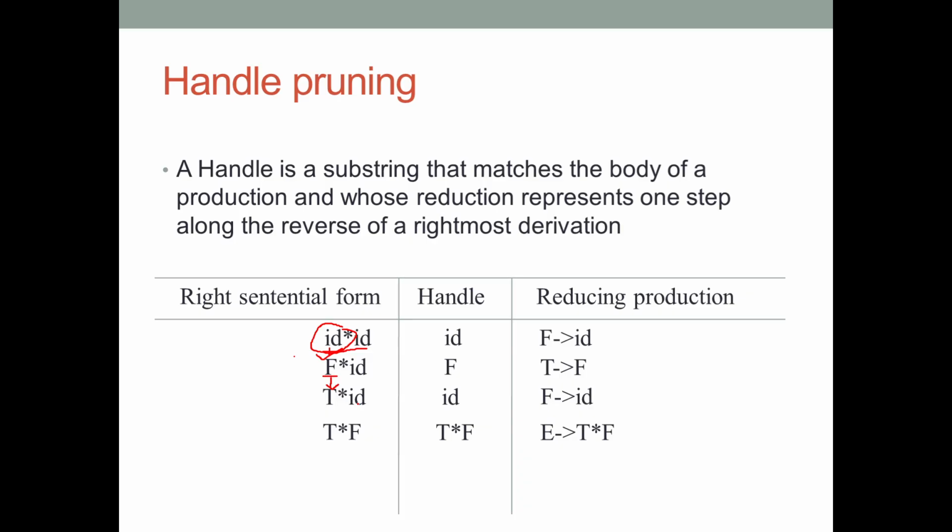Now again id is reduced into f. So now id is a handle. Next one, t star f. So this t star f is reduced into t. Now here this t star f is a handle. So this is actually called handle pruning.